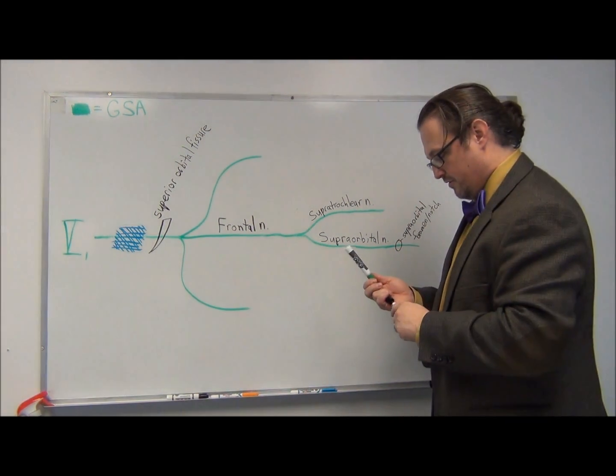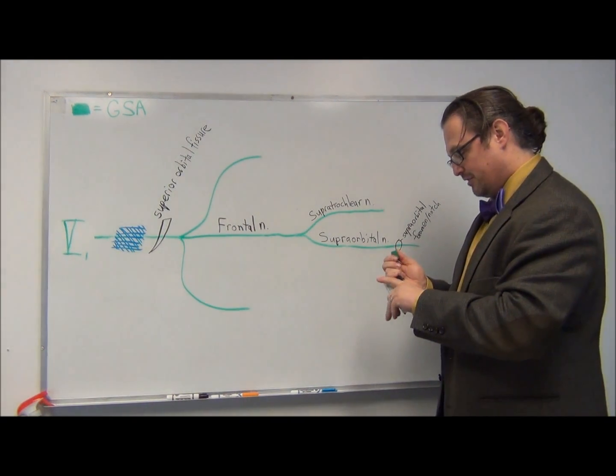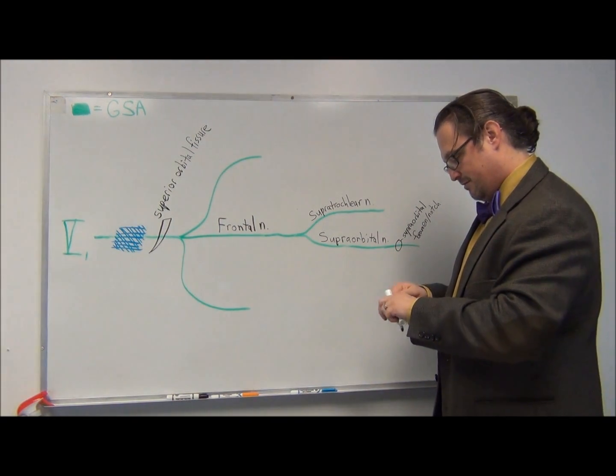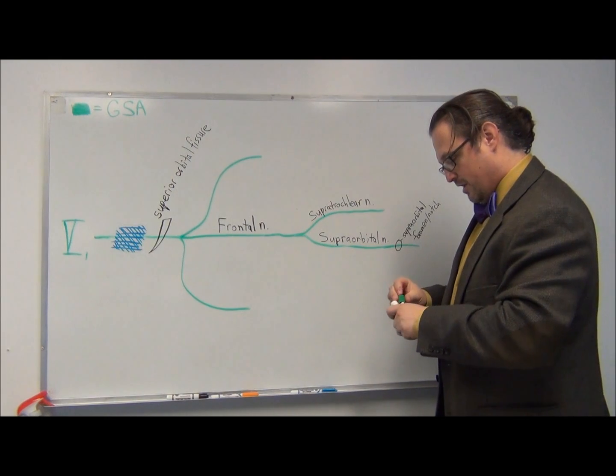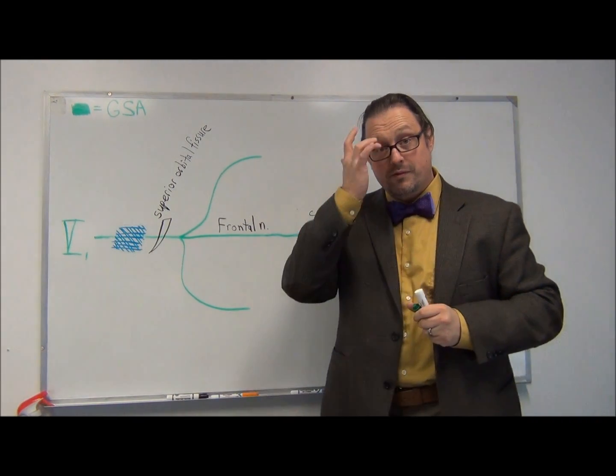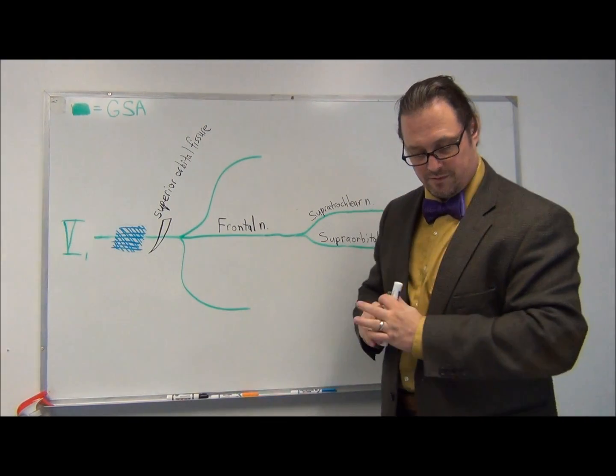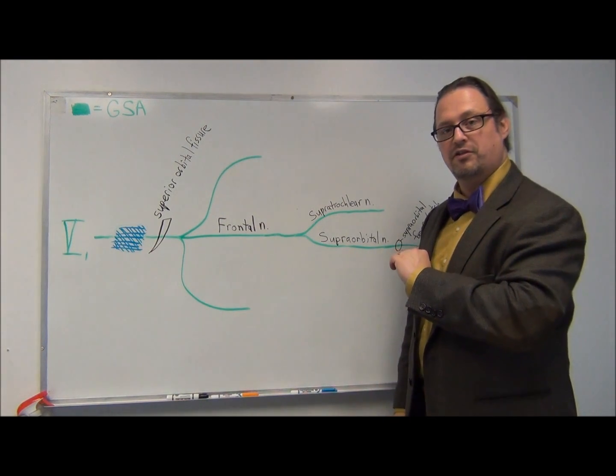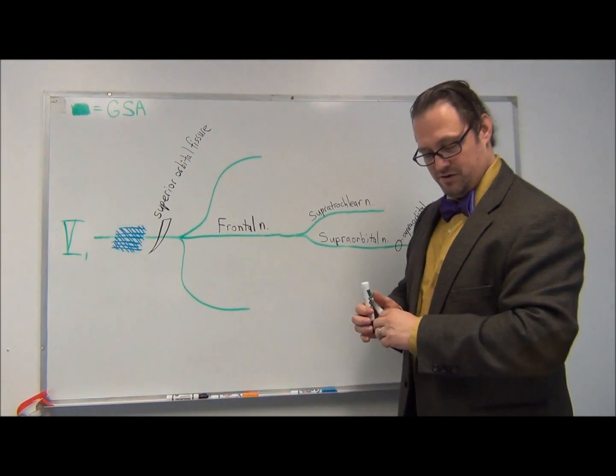The supratrochlear nerve just runs onto the medial aspect of the forehead near the nose, just right about here. Now that's it for the frontal nerve, but we're going to come back with these two now.